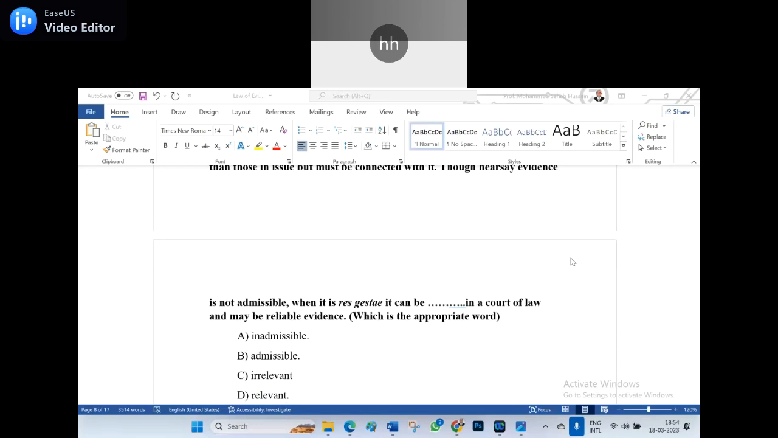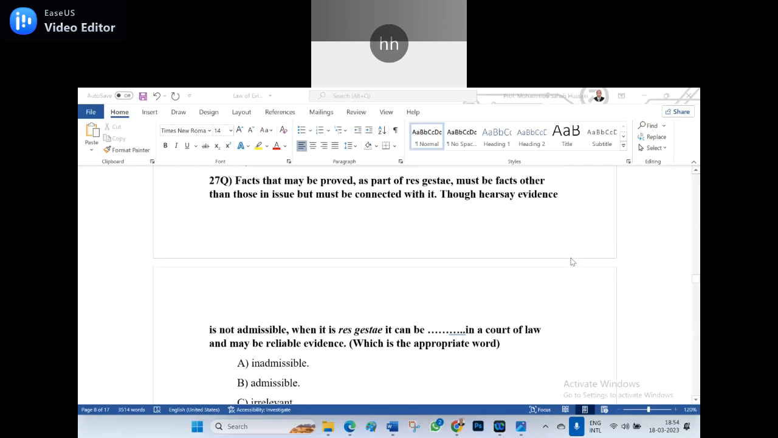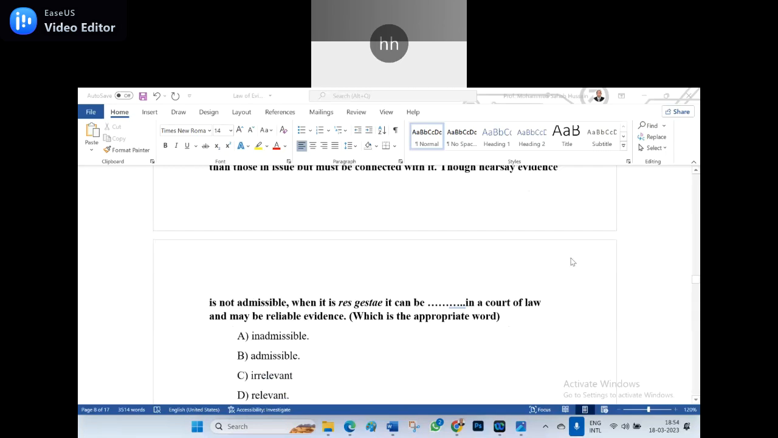B, admissible. B is admissible in the court of law and may be reliable evidence, as per the facts that may be proved as a part of register must be facts other than those in issue, must be corrected with. Though hearsay evidence is not admissible, but when it is a register it can be admissible in the court of law and may be reliable evidence.